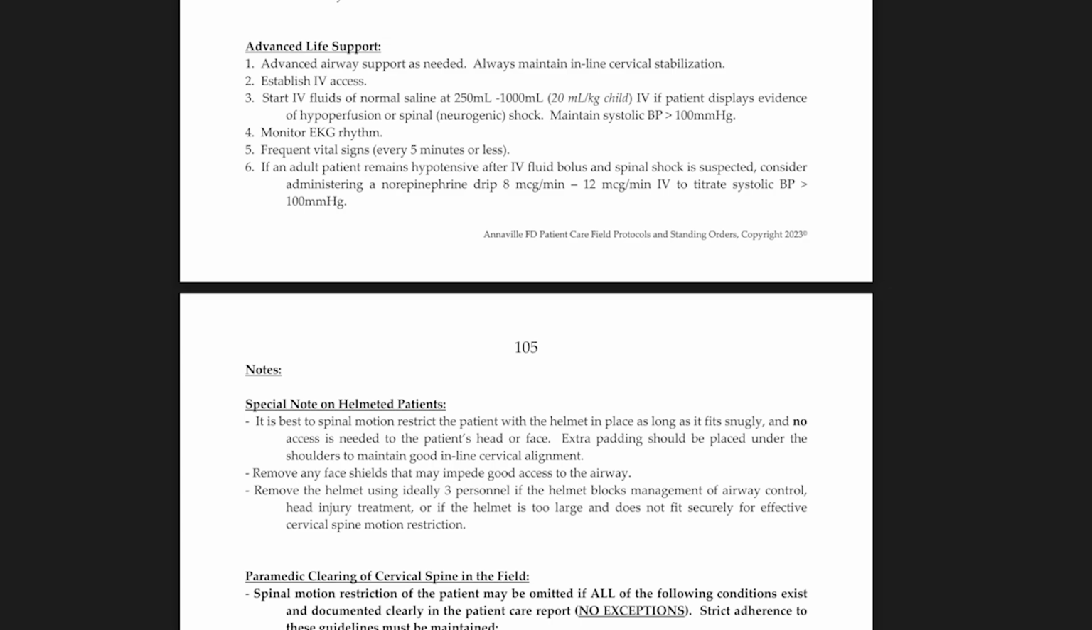Some special notes. It is best to spinal motion restrict the patient with the helmet in place as long as it fits snugly and no access is needed to the patient's head or face. Extra padding should be placed under the shoulders to maintain good inline cervical alignment. Remove any face shields that may impede good access to the airway. Remove the helmet, ideally with 3 people, if the helmet blocks management of the airway, head injury treatment, or if the helmet is too large and does not fit securely for effective C-spine restriction.